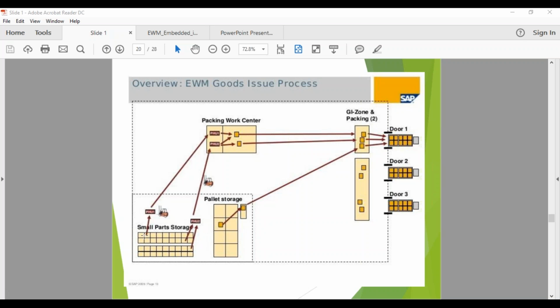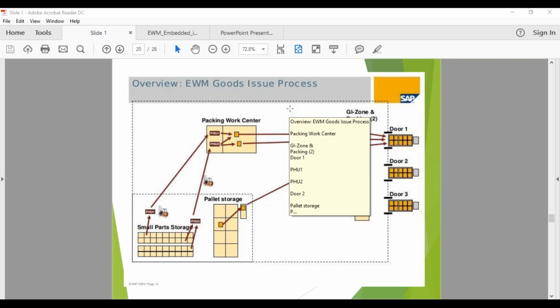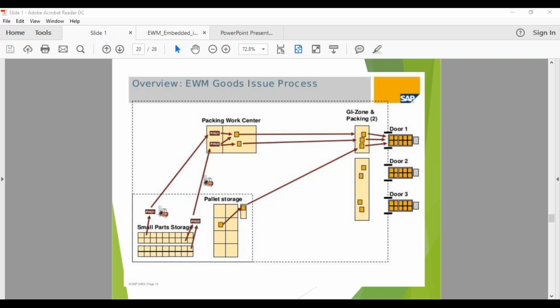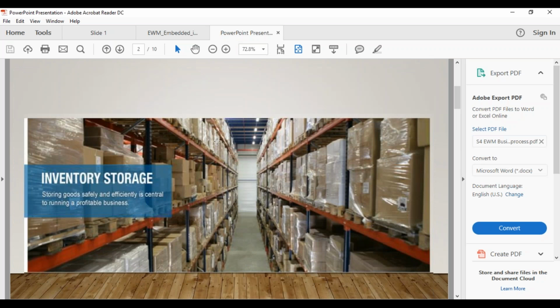Complex outbound means we have received small parts, and then we are moving them into a packing work center. Packing work center is nothing but where the packing will be done. Some labor will be working on the packing, with multiple things like cartons, pallets, and then palletization, or else shrink wrap. Once the pallet is created, you can see there is a transparent polythene cover wrapped around it. That is called shrink wrapping.